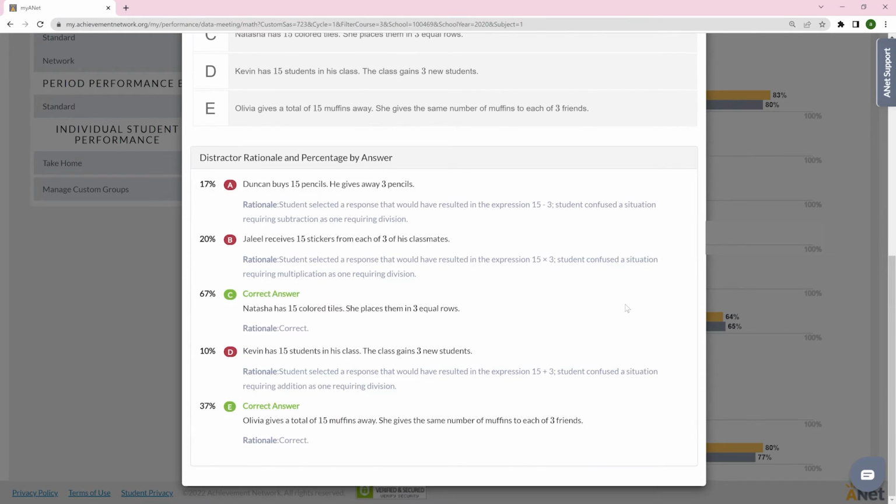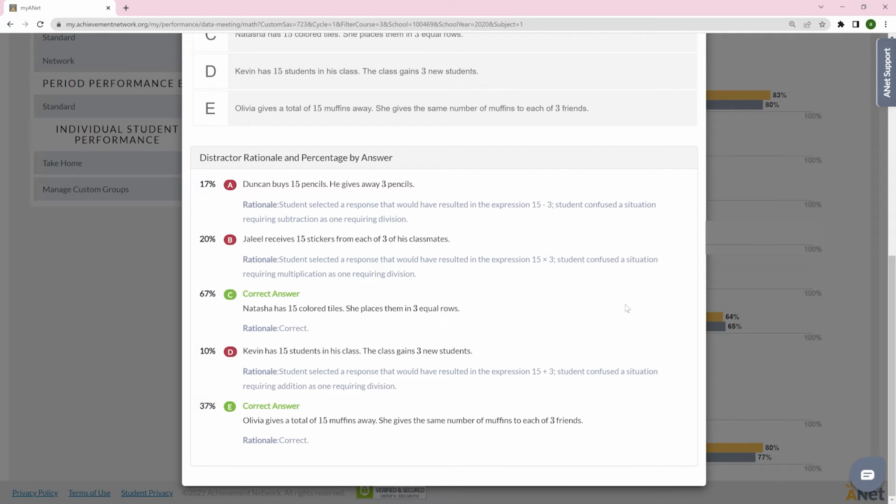The distractor rationales can help you dig further into what students know. Looking at the answer choices selected, you know most of your students understand that placing objects in rows is one way to represent division. That makes sense in the context of the other data you looked at, since it's connected to using tiles for area.